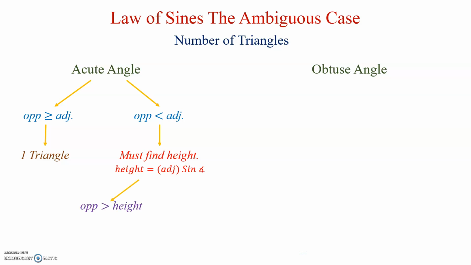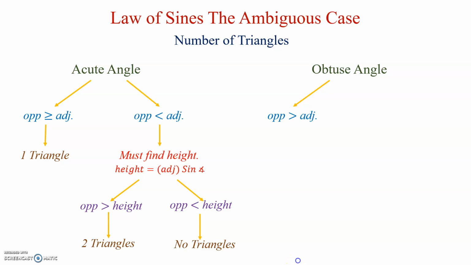Well, we would either have two situations. The opposite was either going to be greater than the height, or the opposite was less than the height. If the opposite was greater than the height, we had two triangles. If it was less than the height, there were no triangles. So when we transition to obtuse angles, again, you were given one angle and two sides, the opposite and adjacent. The opposite could either be greater than the adjacent or less than or equal to the adjacent. If it was greater, we had exactly one triangle. If it was the other situation, no triangles. So we'll use this as a resource when determining the number of triangles.